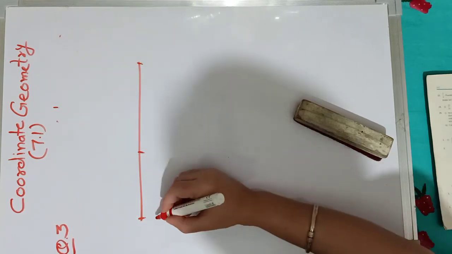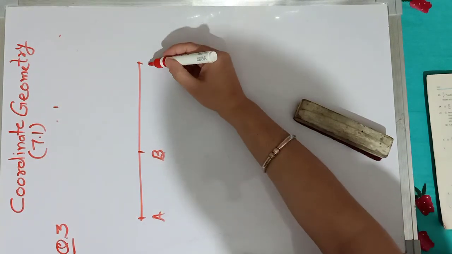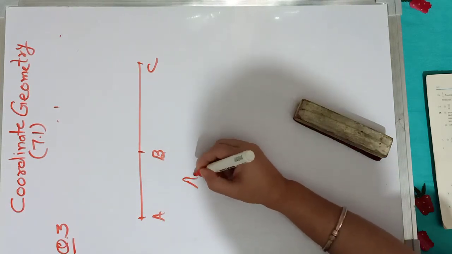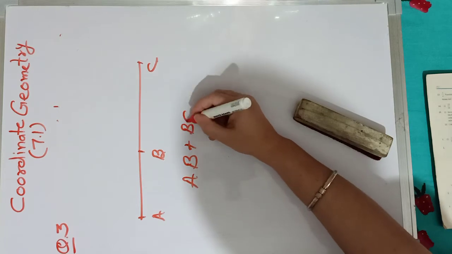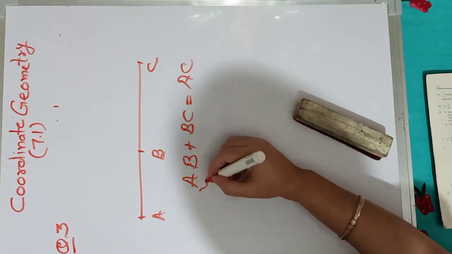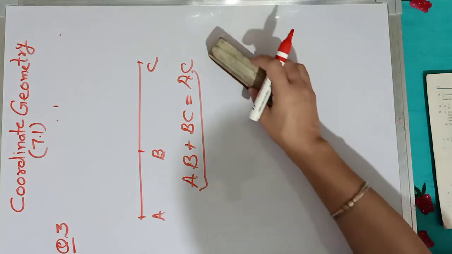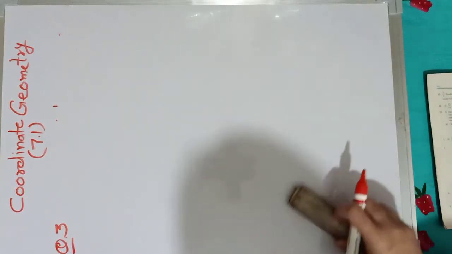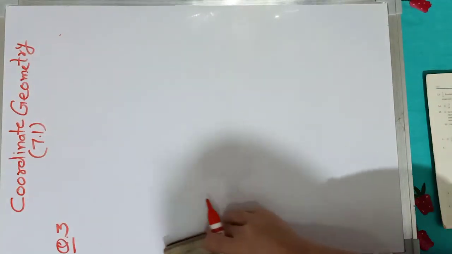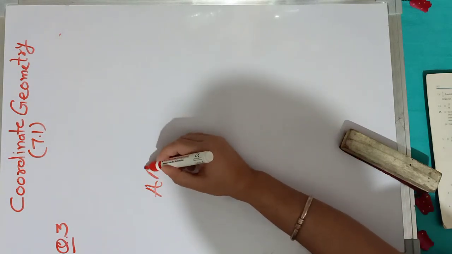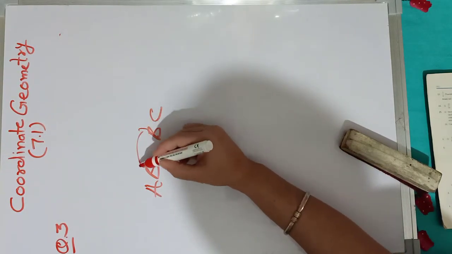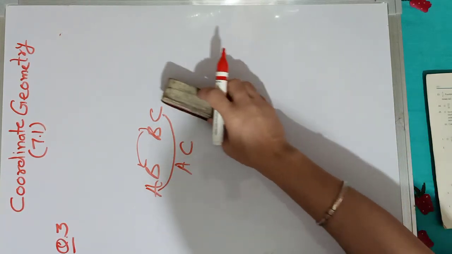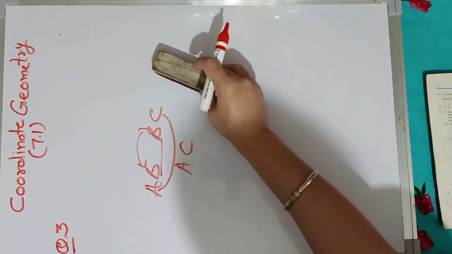Suppose this is the position, but I am not sure which point is in between or which point is at the extreme position, or simply we can show that AB plus BC is equal to AC, or you can say the sum of any two distances is equal to the third one, then only the points are collinear. And moreover, when we are writing AB, BC, B is the common point. When I am writing AC, then we have to show one common point also.